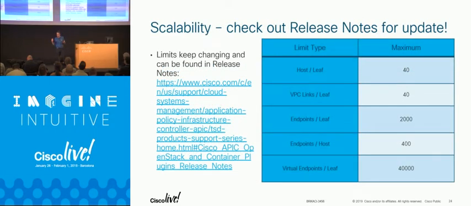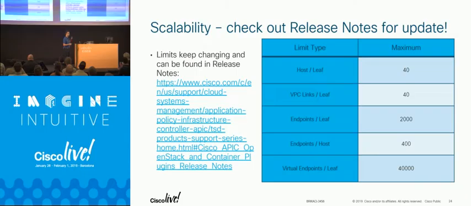In terms of scalability, I put a slide here, but the numbers keep increasing. It's just to give you an idea. We are talking about 2,000 endpoints, so 2,000 virtual machines per leaf pair. You typically have compute nodes attached in VPC mode to a pair of leaf switches. These numbers keep being updated, and they are in the release notes that we have for each release. Now it's 2,000, just to tell you, in the H release. In the next ACI release, it's going to be 4,000.